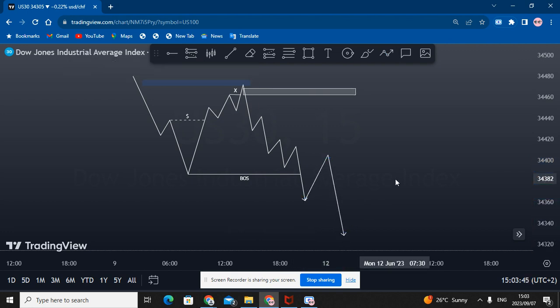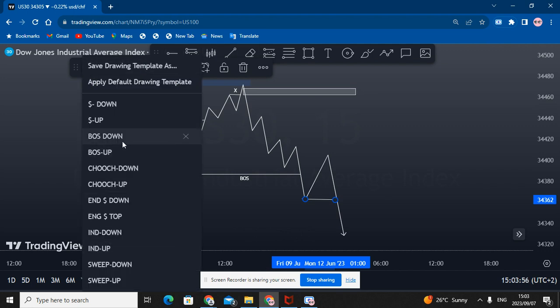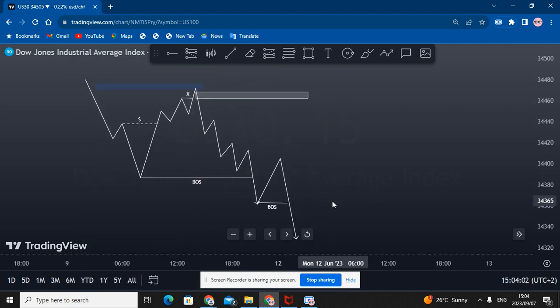What most people do is they'll start looking for a break of structure here. They'll say this is a break of structure. Well, unfortunately, that's not a break of structure. You cannot say this is a break of structure down because number one, the market has not yet completed its pullback, right? And number two, it has not yet broken any inducement, right?